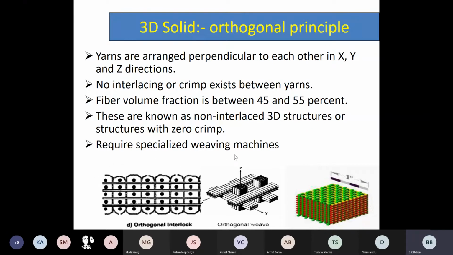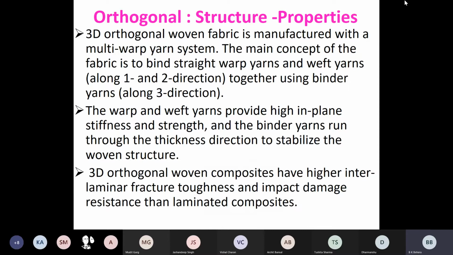Then it requires specialized weaving machine. You cannot produce this fabric by the normal weaving machine which you have seen. I have already told you last class, I have shown you what kind of machine we use to produce this in the manufacturing lecture. They are all specialized weaving machines. Could be a 2D weaving machine with some modifications, or could be a specialized customized 3D weaving machine. We have discussed both types of weaving machine last class. So these are some of the information about these 3D solid orthogonal structures. Some properties.